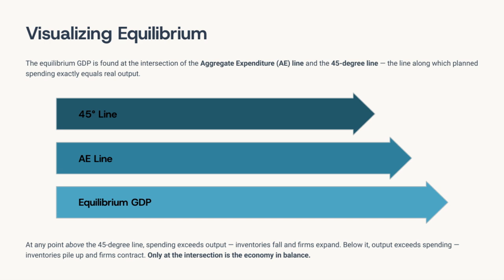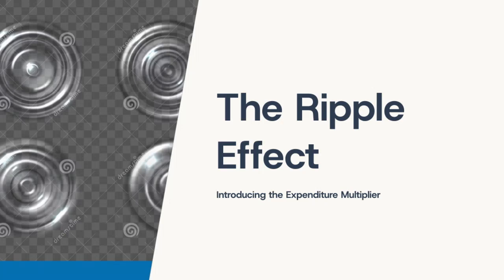Now, let's take a closer look at the concept of the expenditure multiplier and how it creates what we call the ripple effect. This idea is central to understanding how changes in spending can have a much larger impact on the economy than initially expected. When one person or entity spends money, that spending doesn't just stay isolated. It sets off a chain reaction.